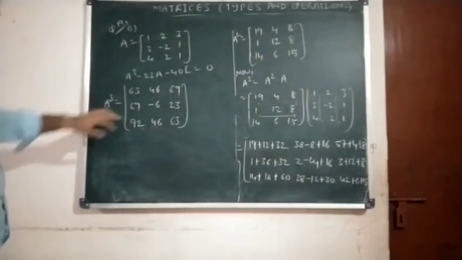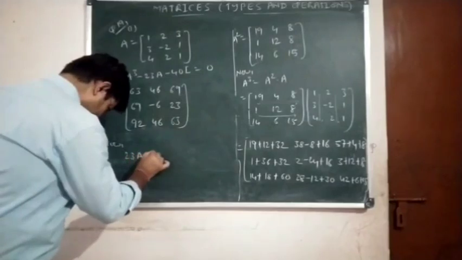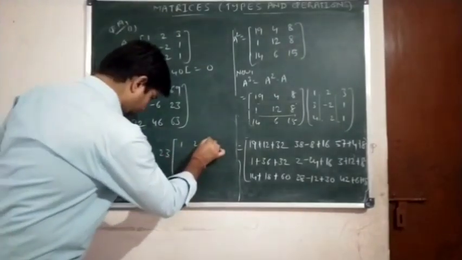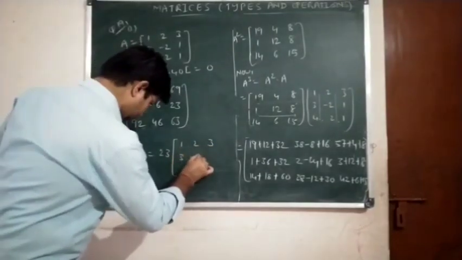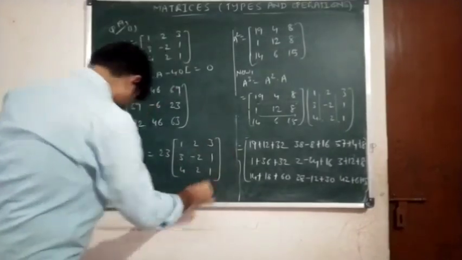Clear? Now let us find out 23A. Now 23 into A is equals to 23 into 1, 2, 3, 3 minus 2, 1 and 4, 2, 1.